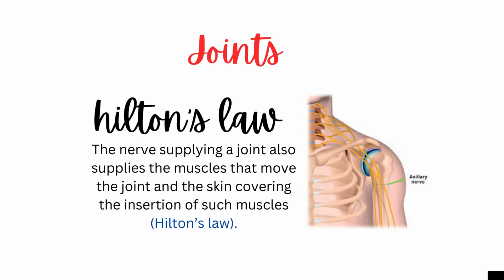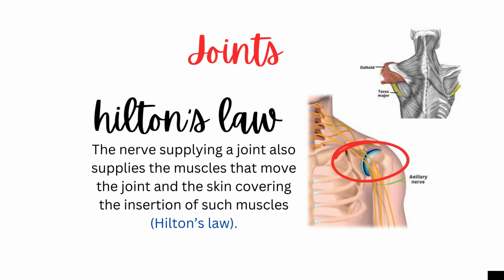If we take a look at the figure over here, you can see that this is a shoulder joint. The shoulder joint is supplied by the axillary nerve which is coming from the cervical plexus. This axillary nerve is supplying not only the joint itself but also the muscles present around the joint, like the deltoid or the other muscle of the rotator cuff group, that is the teres minor. So that is also supplied by the axillary nerve that is supplying the shoulder joint.